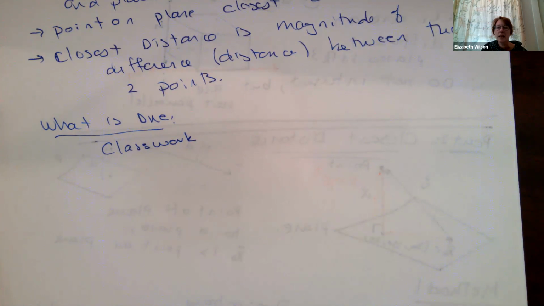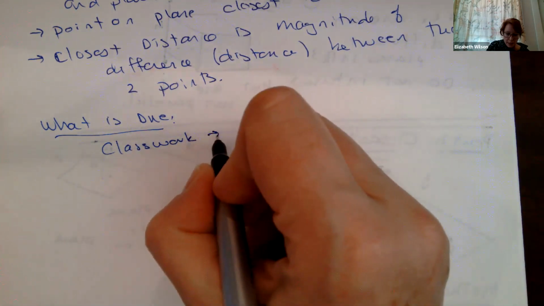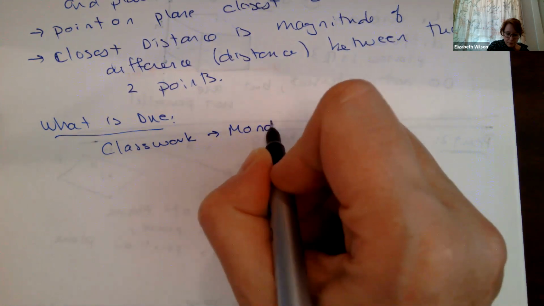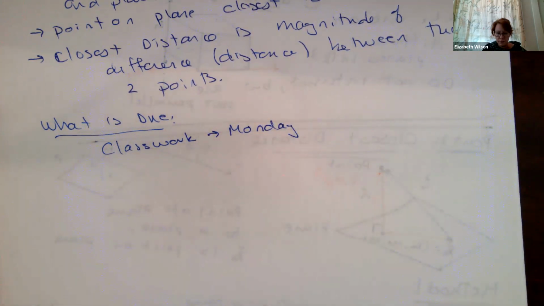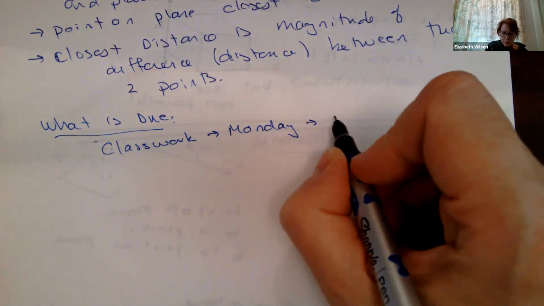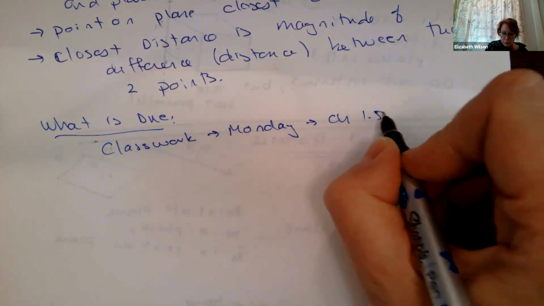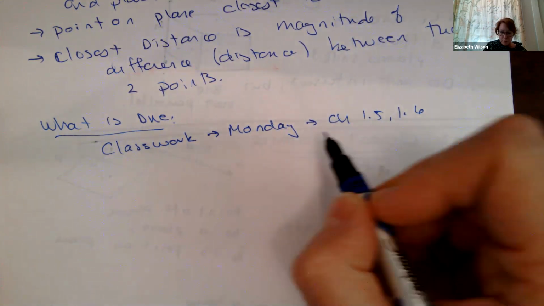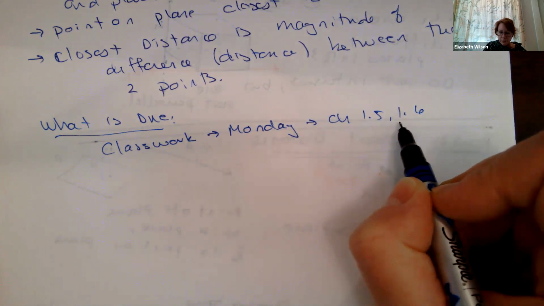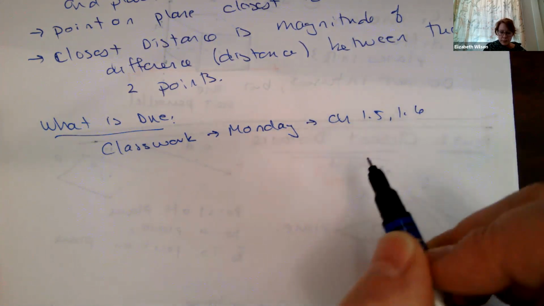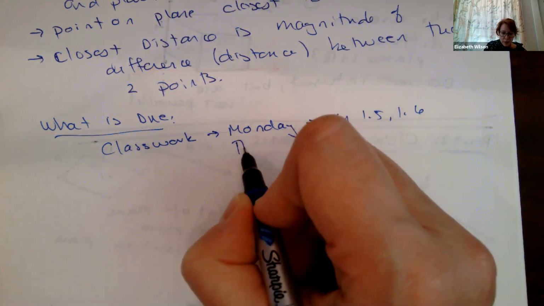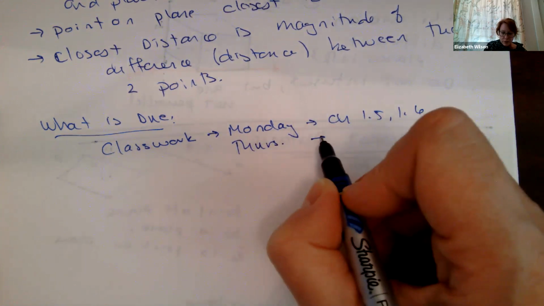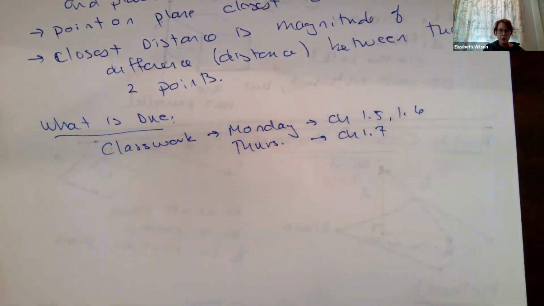I'll take the classwork on Monday. I'll be flexible about it. On Monday, I'll take chapter 1.5, 1.6. I think you already passed in 1.3, 1.4. If you haven't, you can also pass those in, and then let me know so I can go back and check those for you. On Monday, I'll check chapter 1.5, and I'll take 1.6 as well. On Thursday, I'll take chapter 1.7 for classwork.